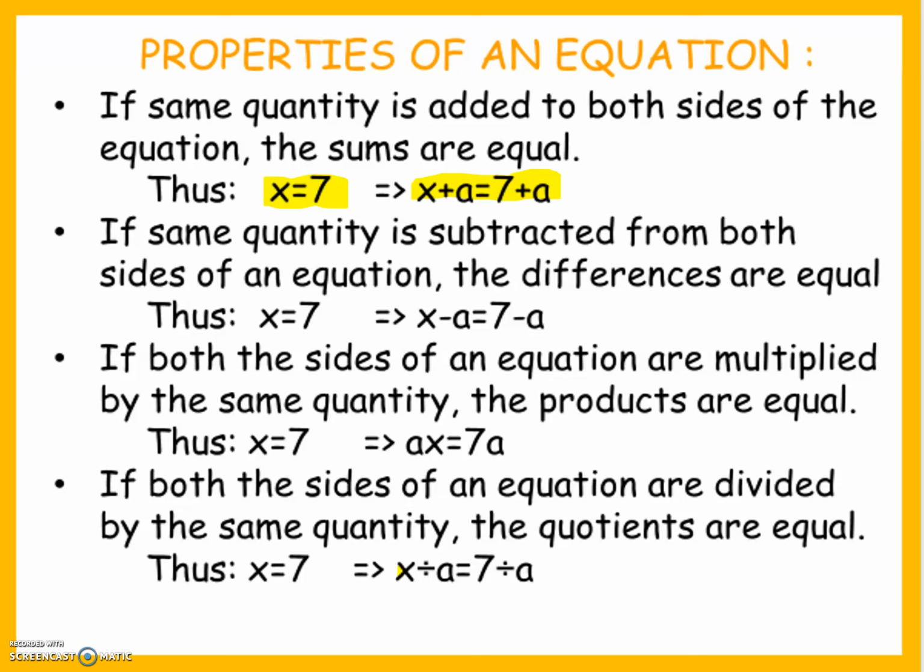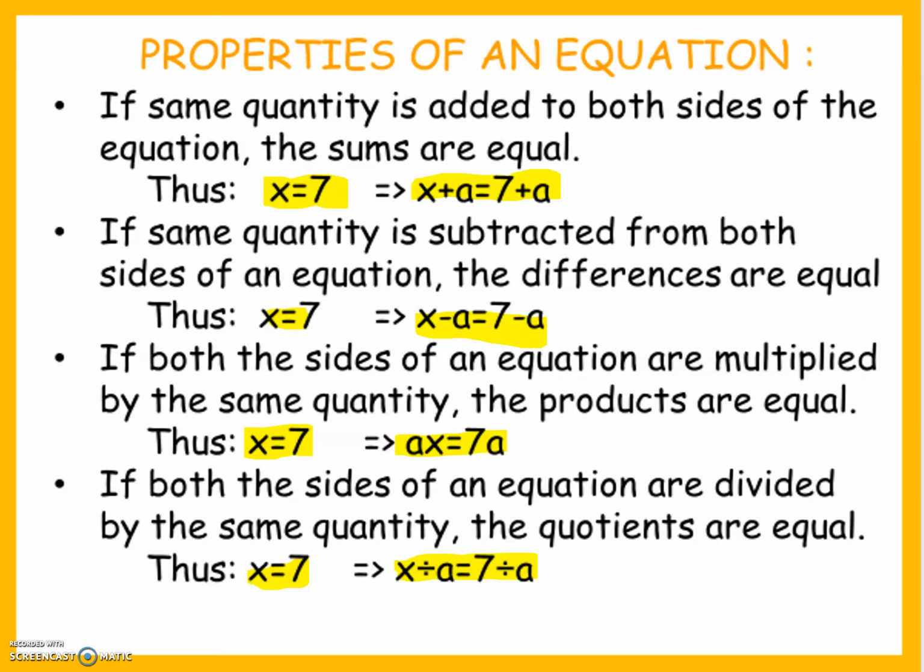In the same way, if I subtract a from both sides of the equation, I will have x equal to 7. If I have ax equal to 7a, I can divide both sides by a and I will still have x equal to 7, and x divided by a equal to 7 divided by a will give me as an answer x equal to 7. So the answer won't change. And these properties will allow me to solve all the equations.